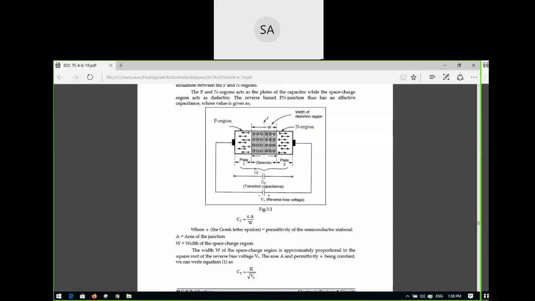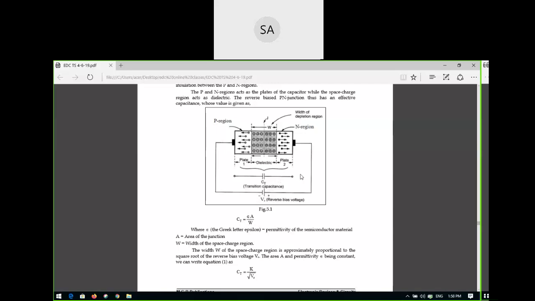Is W the width of the depletion layer, or D the distance between the two plates? Okay, what is the A? Capital A is the surface area. So you can change the width of the junction or the surface area of the junction, so you can change the capacitance value.